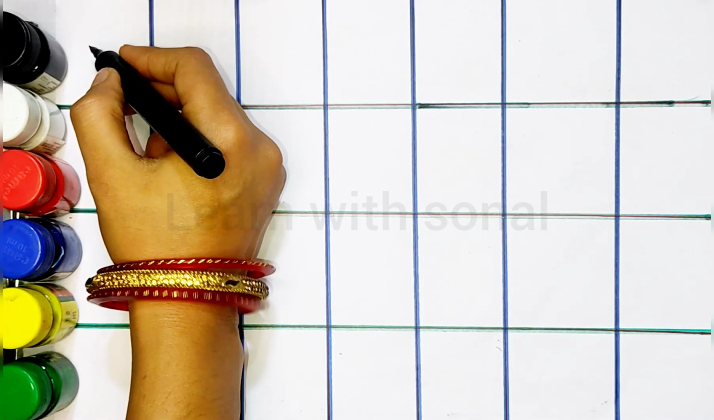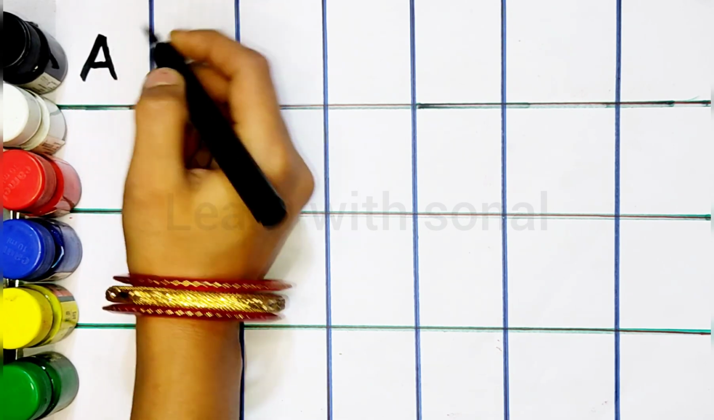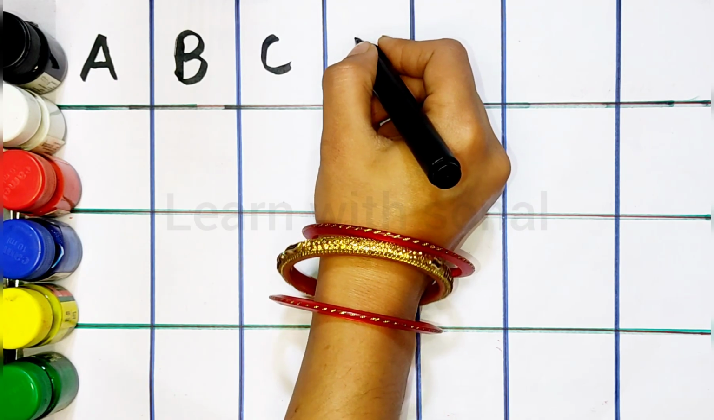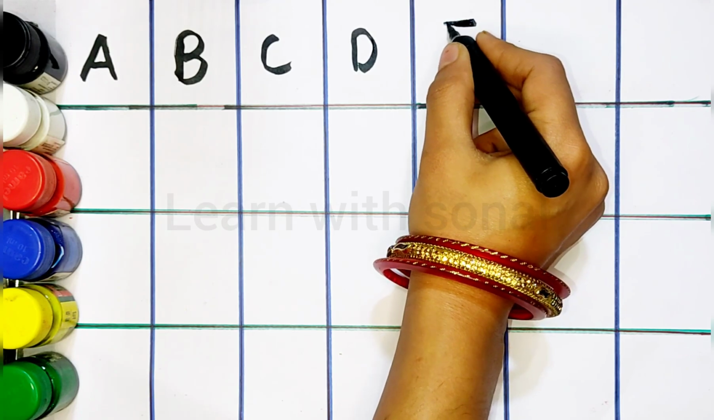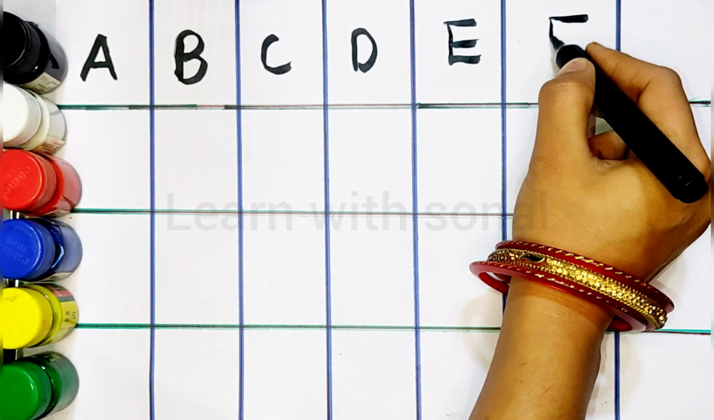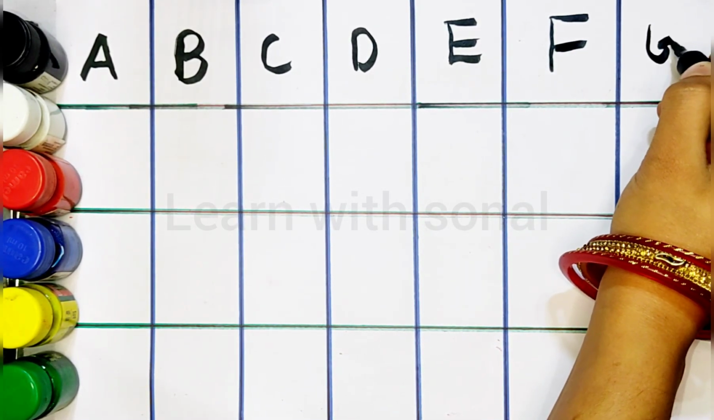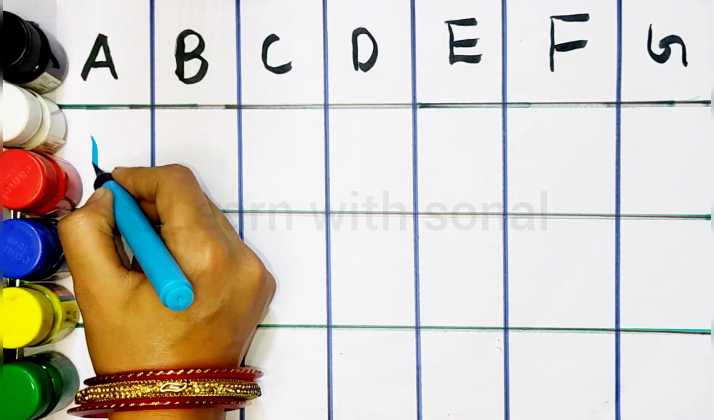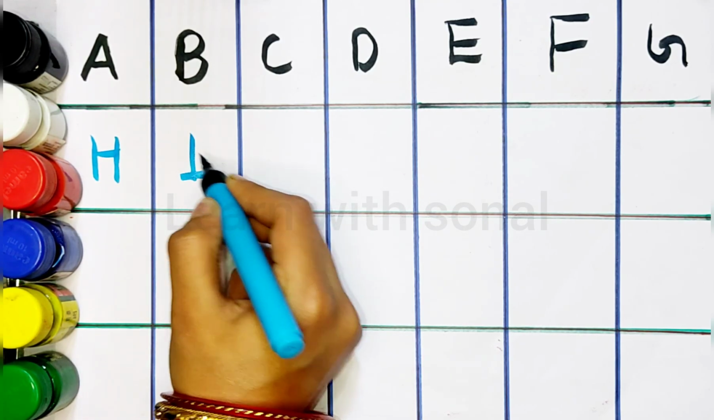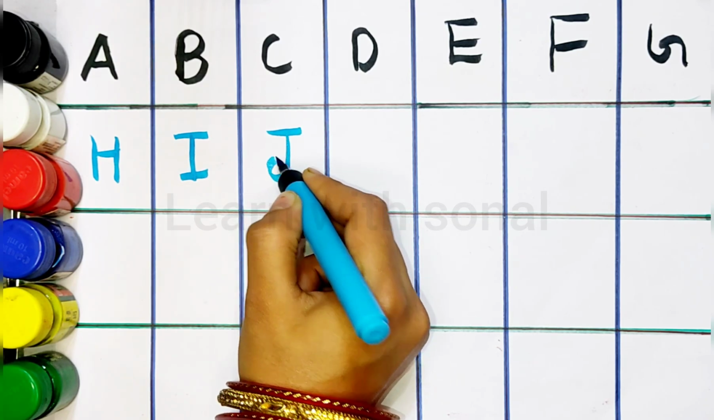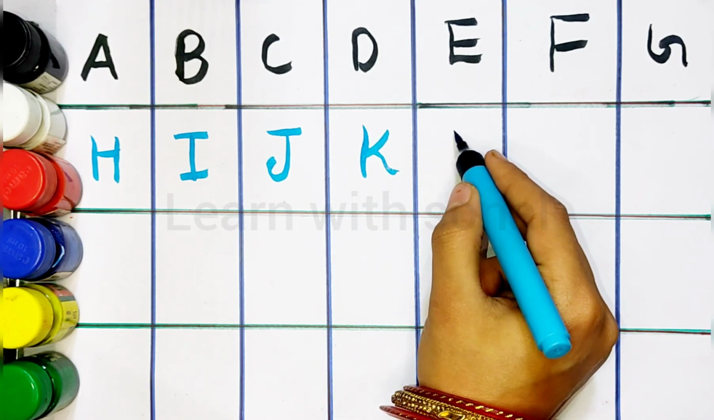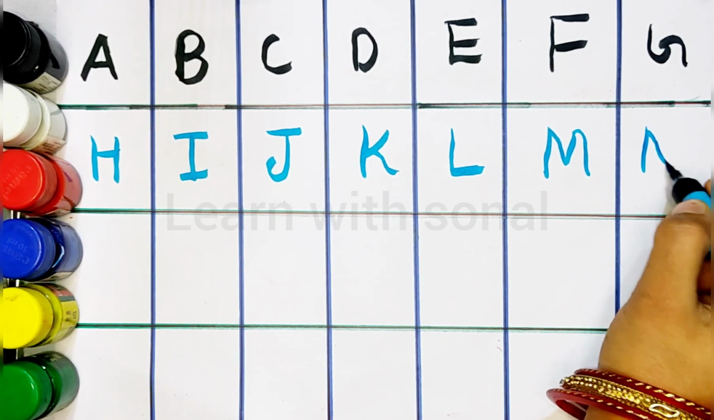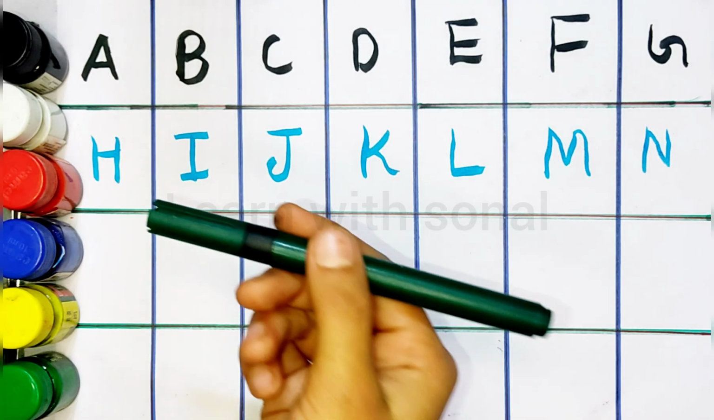Black color. A for apple. B for ball. C for cat. D for dog. E for elephant. F for fish. G for girl. Sky color. H for horse. I for ice cream. J for jug. K for king. L for lotus. M for mango. N for nose. Green color.